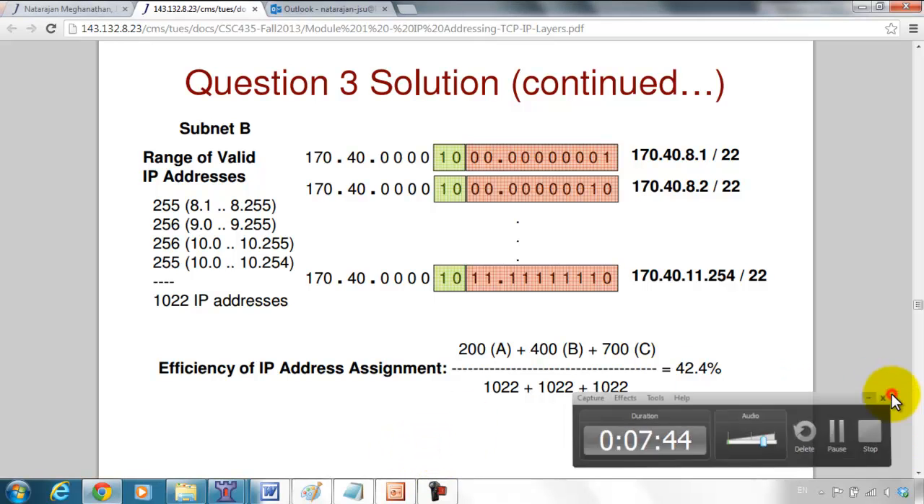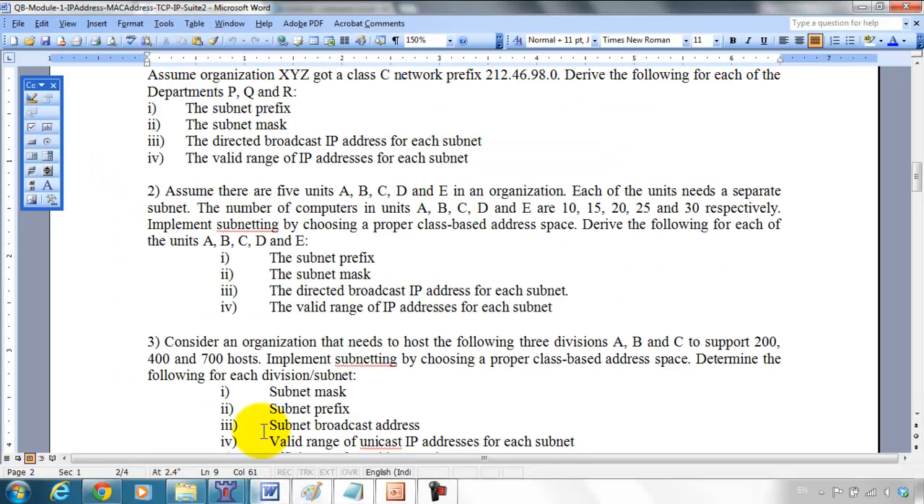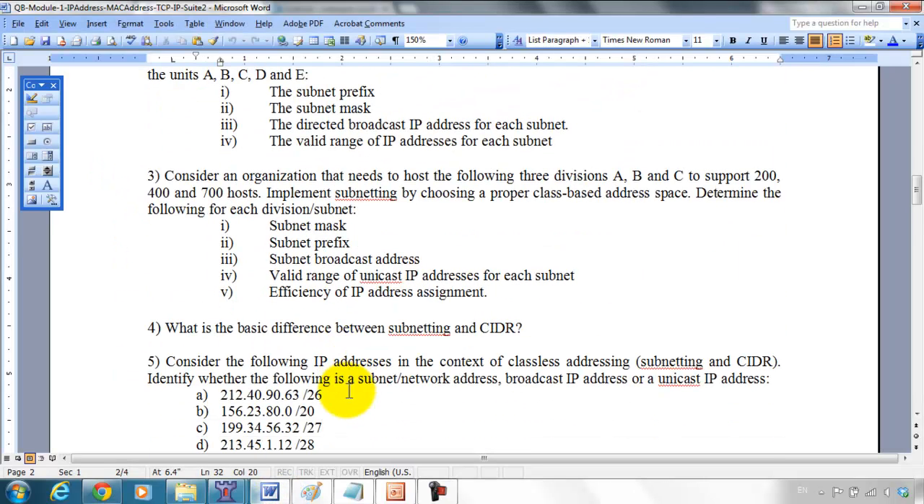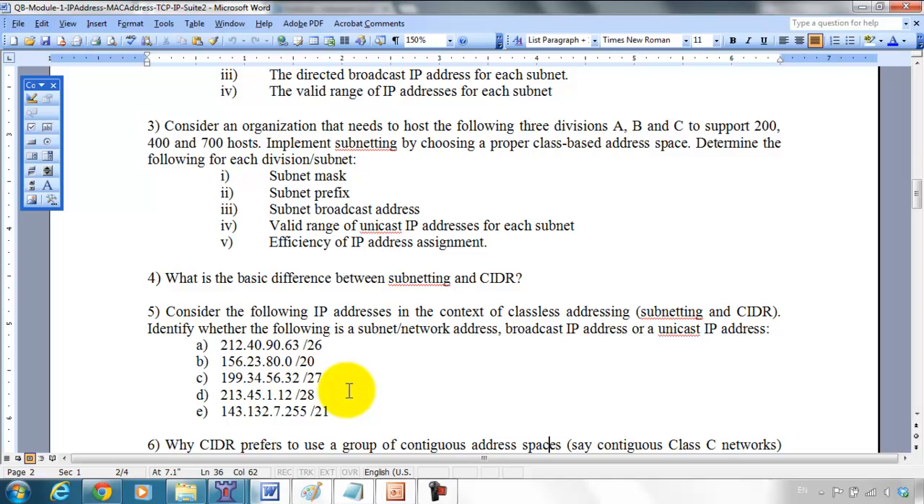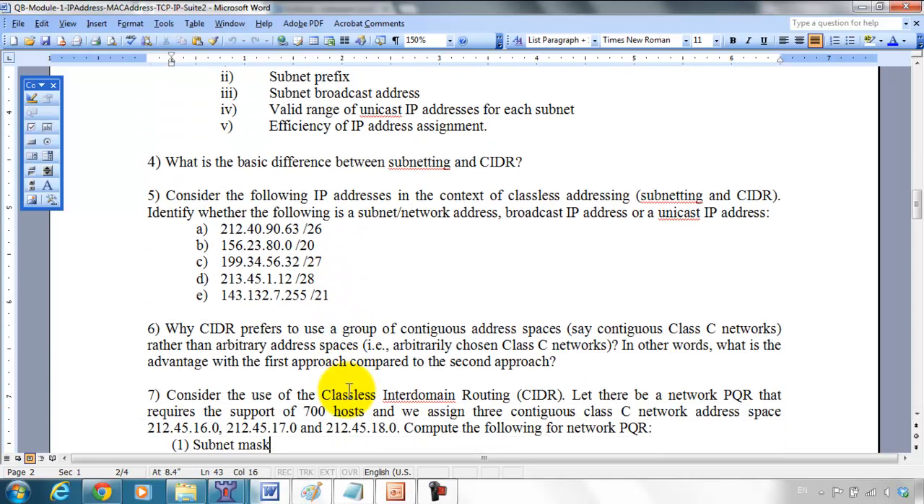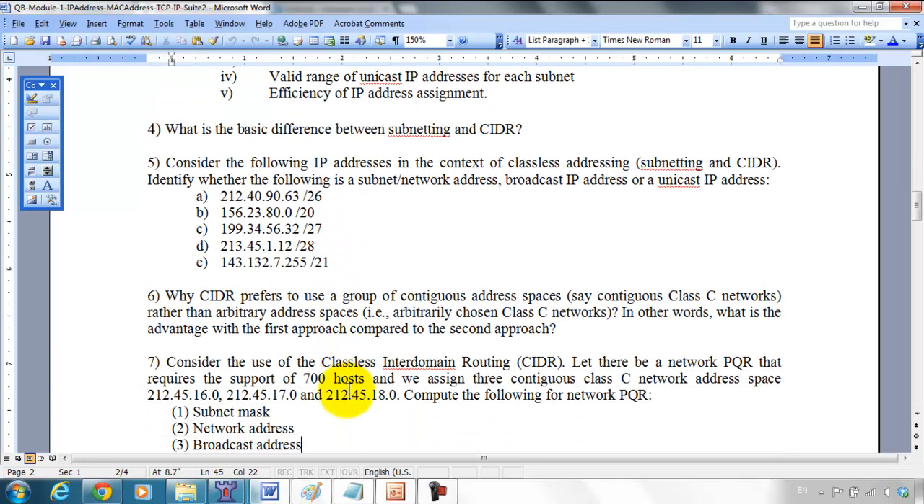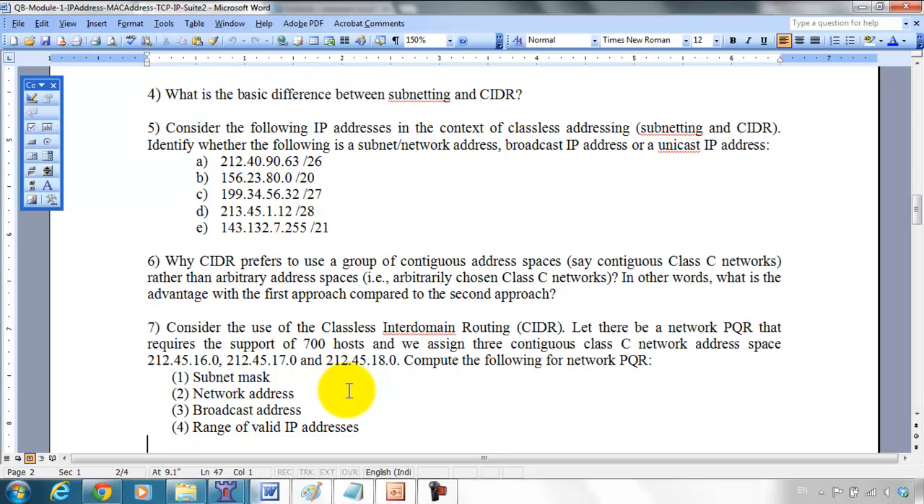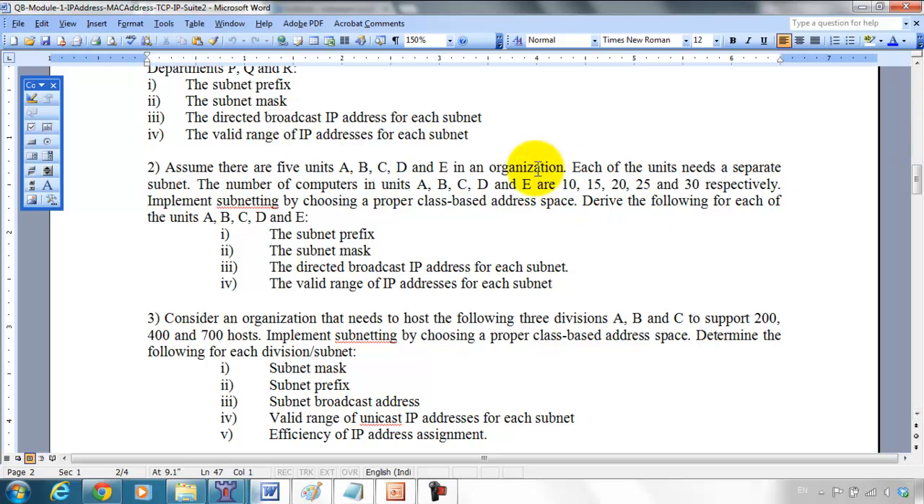Now let's continue. So let's do CIDR now. What's the difference between subnetting and CIDR? With subnetting, you will be given, like we had here, different divisions where you want to support a certain number of hosts in each division. So we'll take one address space like a class B or class C address space and divide that into multiple subnets. Okay.